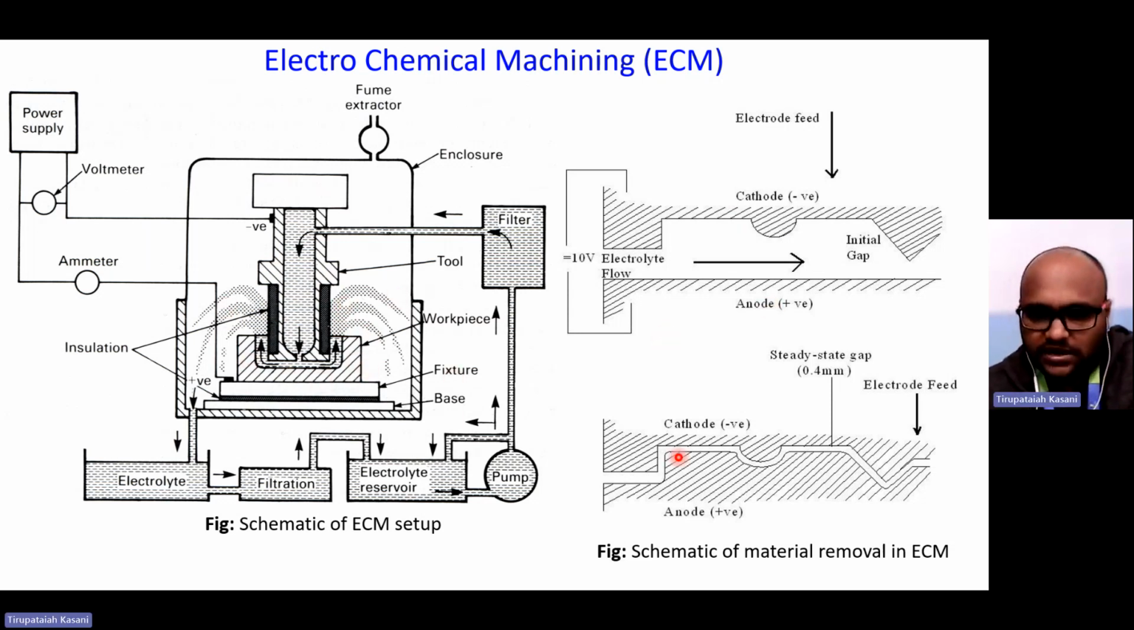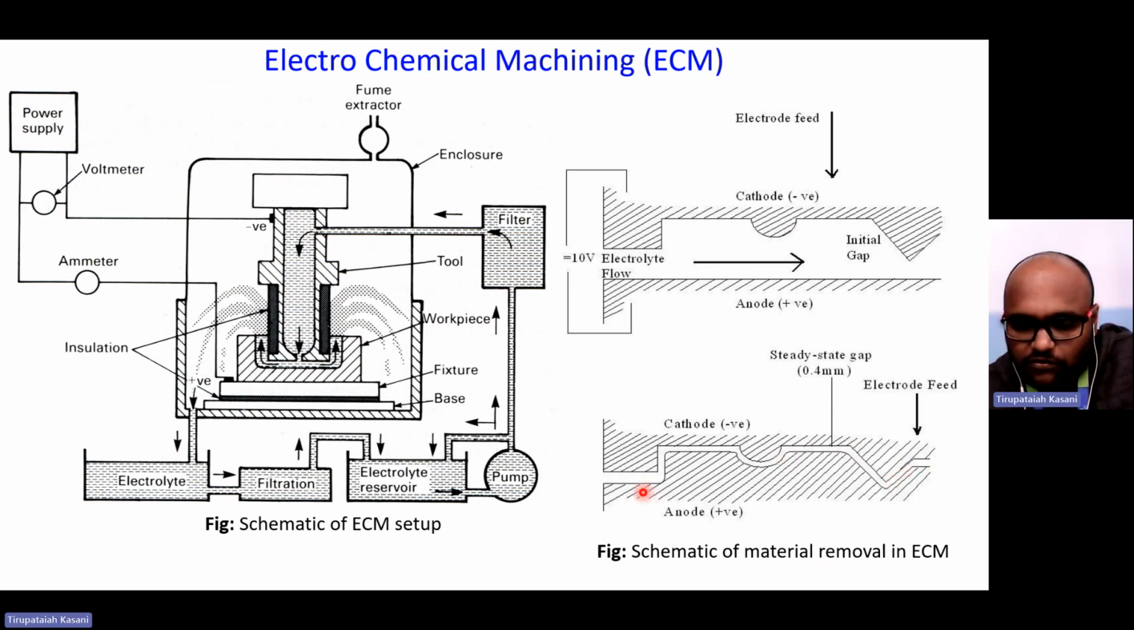See here, a schematic of material removal in ECM, electrochemical machining. Electrode feed, that is the tool. This is the tool, the cathode, negative, and the anode is the workpiece. Here 10 volts is applied, and this is the flow of the electrolyte. This is the shape of the tool initially, over the bottom surface of the tool, and the same shape will be replicated over the top surface of the workpiece.